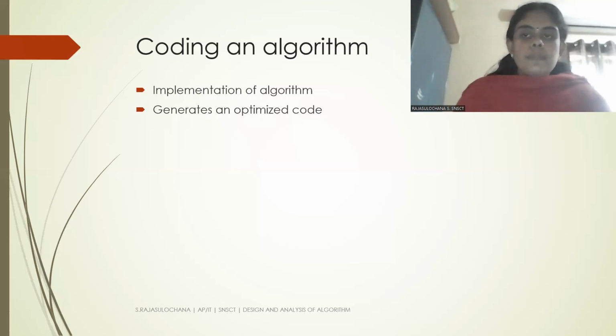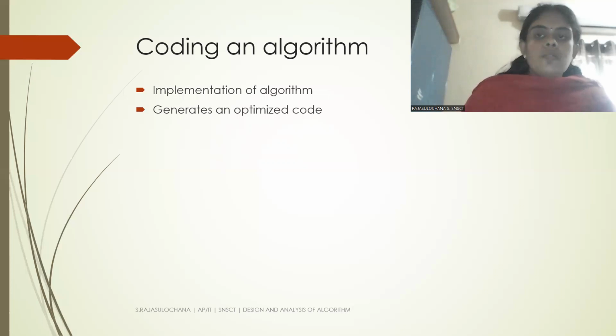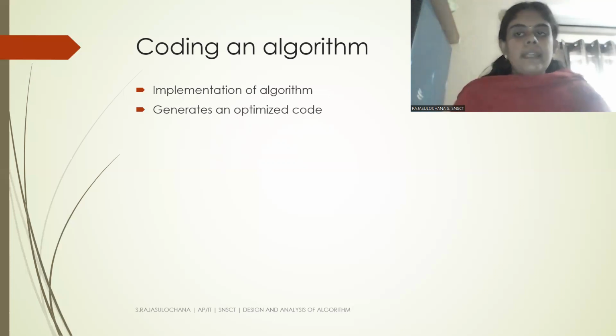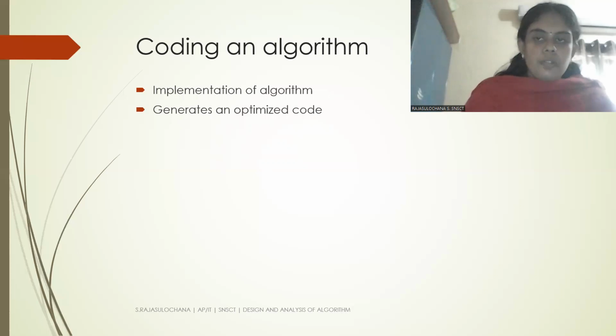Once everything is perfect, the last step is coding the algorithm. Using any programming language like C, C++, or Python, you will implement the algorithm and generate the optimized code. Which means your problem solving is completed. So these are the various steps in algorithmic problem solving.